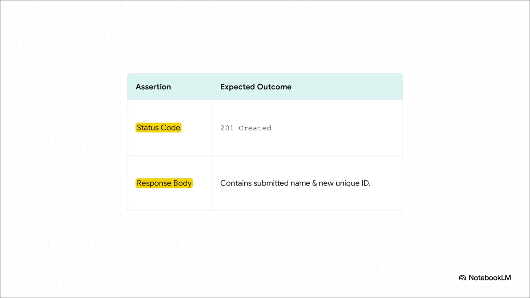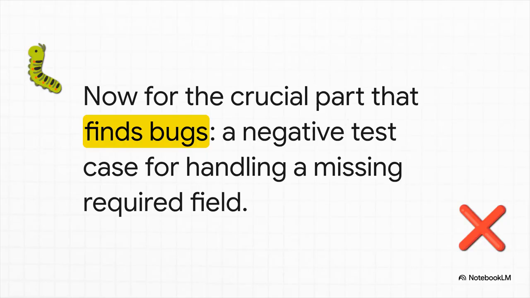But, and this is key, we don't stop there. We also check the response body to make sure it contains the name we sent and a newly generated user ID. This is how we confirm the business logic actually worked, not just that the endpoint gave us a thumbs up. And now for the part that finds the real bugs.